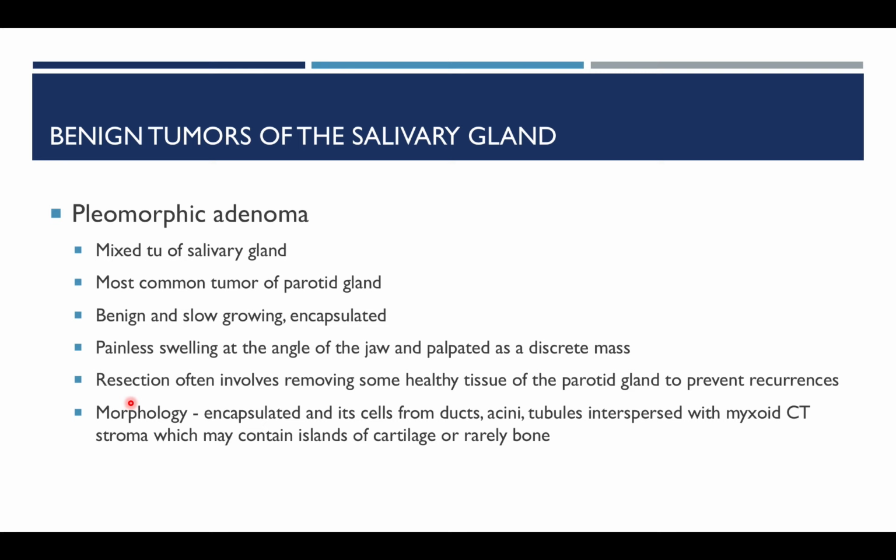Usually, we need to resect these tumors, often removing also some healthy tissue in order to prevent any recurrences. For morphology, these tumors are encapsulated, and they have cells from ducts, acini, and tubules, and all these cells are interspersed in myxoid stroma. Along with all of this, it can also contain islands of cartilage and sometimes even bone. So you can see now why we call it a mixed tumor.